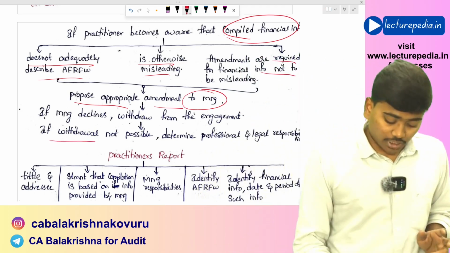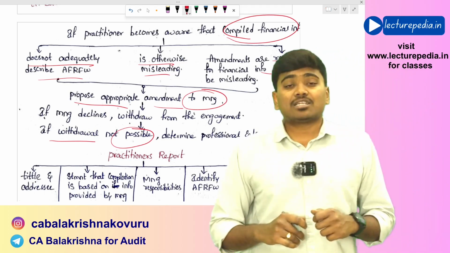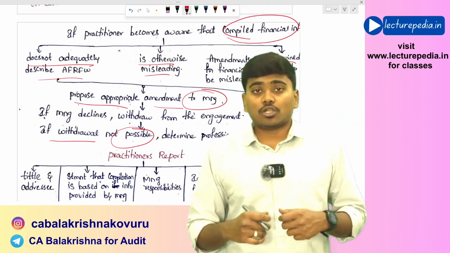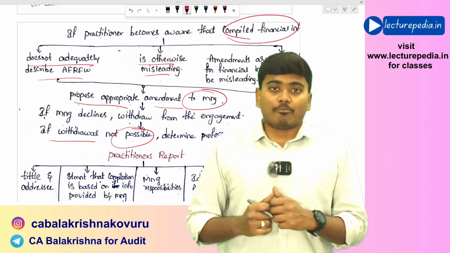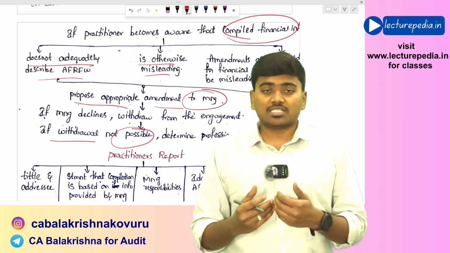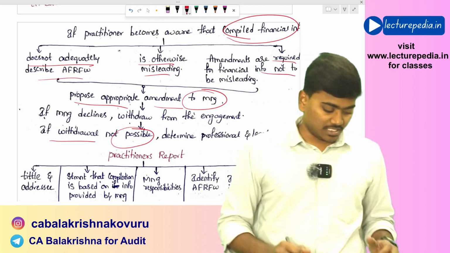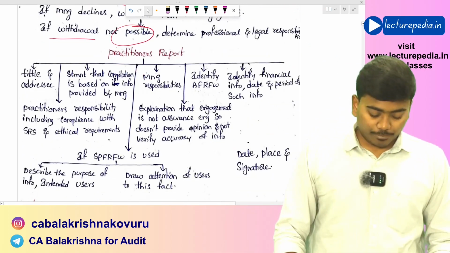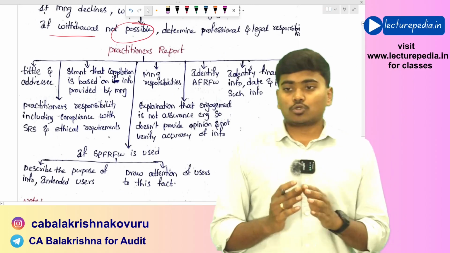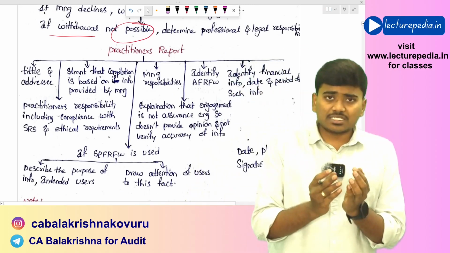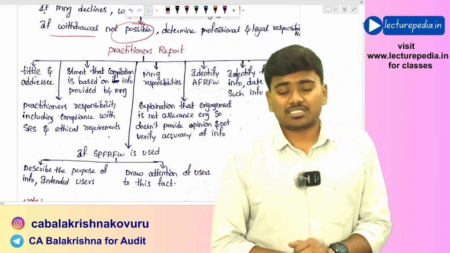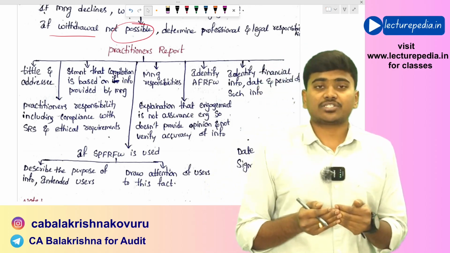If withdrawal is not possible, then determine whether there is any professional or legal responsibility on the practitioner, whether he has to communicate this to anyone. This he needs to determine. Hope that is clear. Next, the practitioner's report. What could be the major elements of the practitioner's report in case of a compilation engagement?